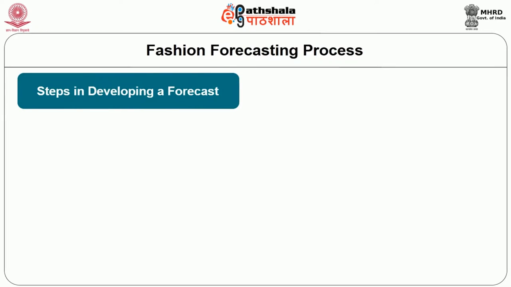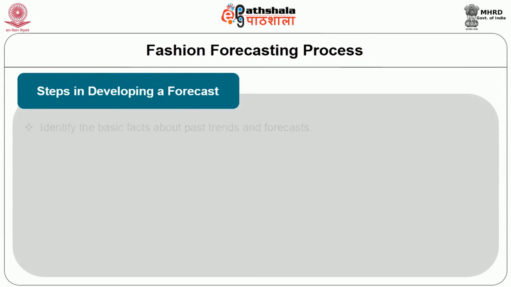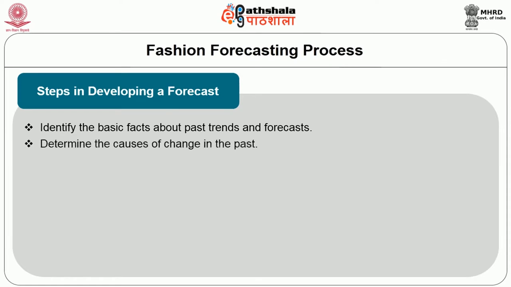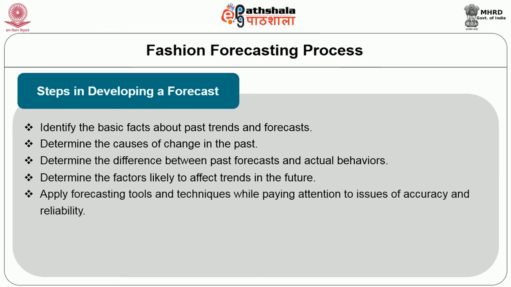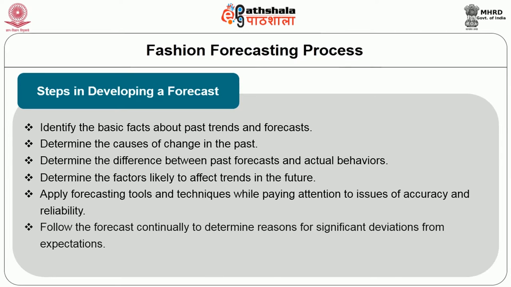And now let's see the 7 steps involved in developing a forecast. Identify the basic facts about past trends and forecasts. Determine the causes of change in the past. Determine the difference between past forecasts and actual behaviors. Determine the factors likely to affect trends in the future. Apply forecasting tools and techniques while paying attention to issues of accuracy and reliability. Follow the forecast continually to determine reasons for significant deviations from expectations. Revise the forecast when necessary.